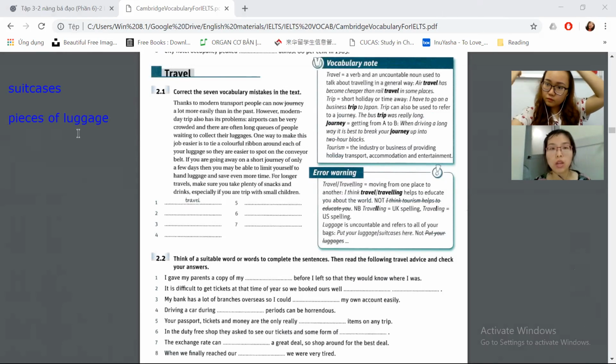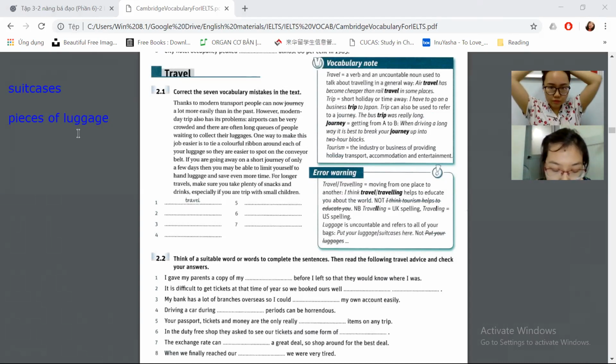So "each of" is for countable nouns now. So they are easier to spot on the conveyor belt. Do you know conveyor belt? Cái băng chuyền trong sân bay. Very good.